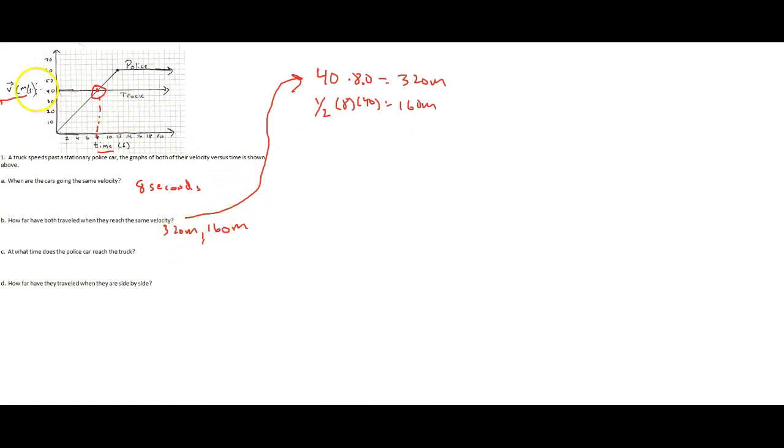So again, because it's a velocity time graph, I want to know how far when they had the same velocity. Well, how far would be at 8 seconds? Rectangle for the truck, triangle for the police car. That's how you make that work.